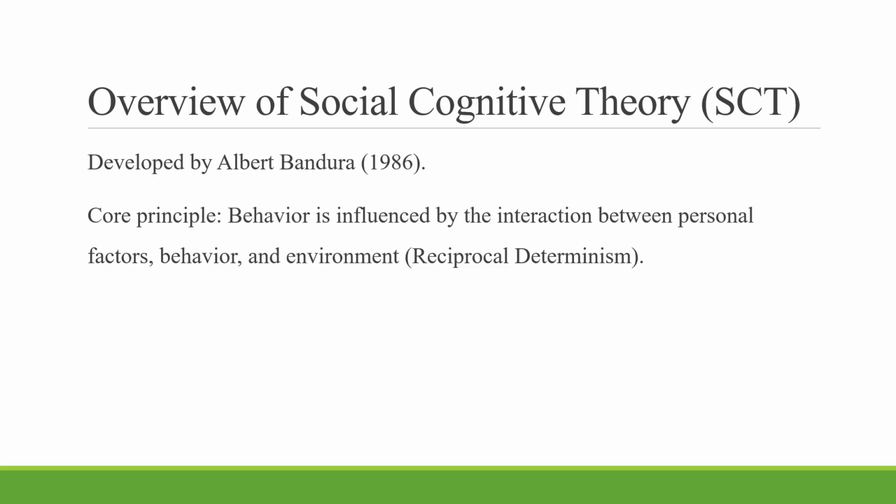This theory was given by Albert Bandura in 1986. And social cognitive theory tells us that behavior is shaped by three forces which are working together. One is our personal factors, our behavior, and our environment. Bandura called this dynamic interplay reciprocal determinism.